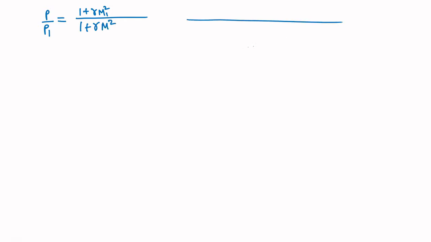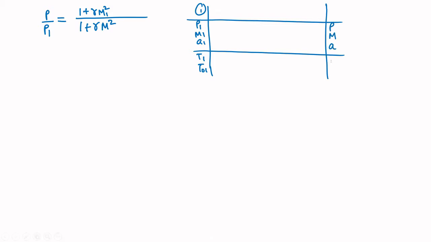Once again remember that this is my constant cross section duct, this is my inlet point which is 1, this is P1, M1, A1, T1, T01, okay, and this is P, M, A, T, T0, and this is at any point x. And of course, there can be some heat addition which essentially increases this temperature from T01 to T0, which will come. Now let us come to temperature.